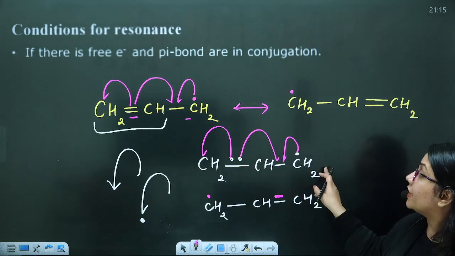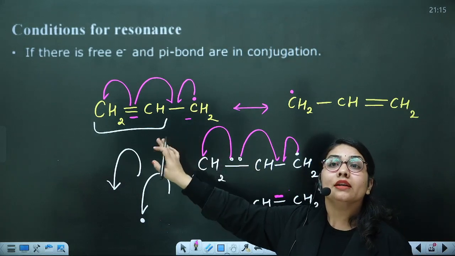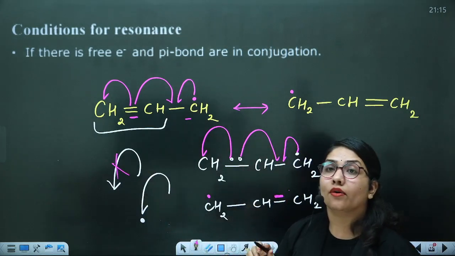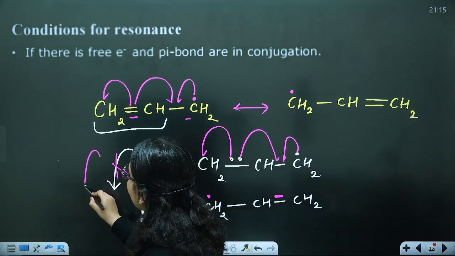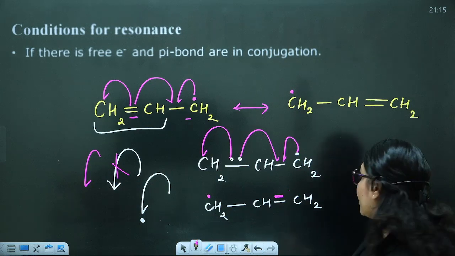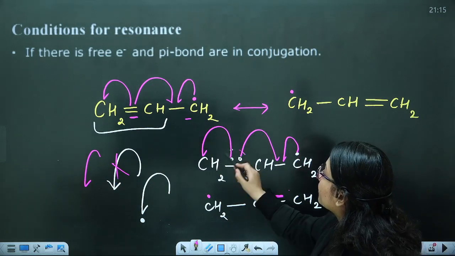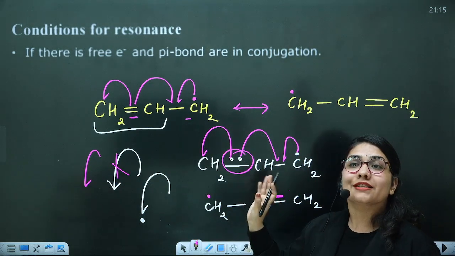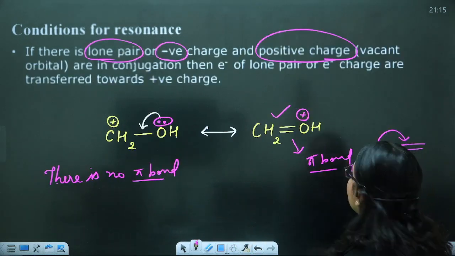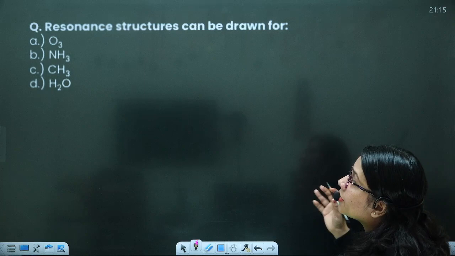In case of radicals, the breakage will be a little different. For the movement of one electron only, you will not make a full curved arrow, you will make a half arrow. And this kind of structure you will not make. This is only for understanding purposes. Now we have studied the conditions for resonance.